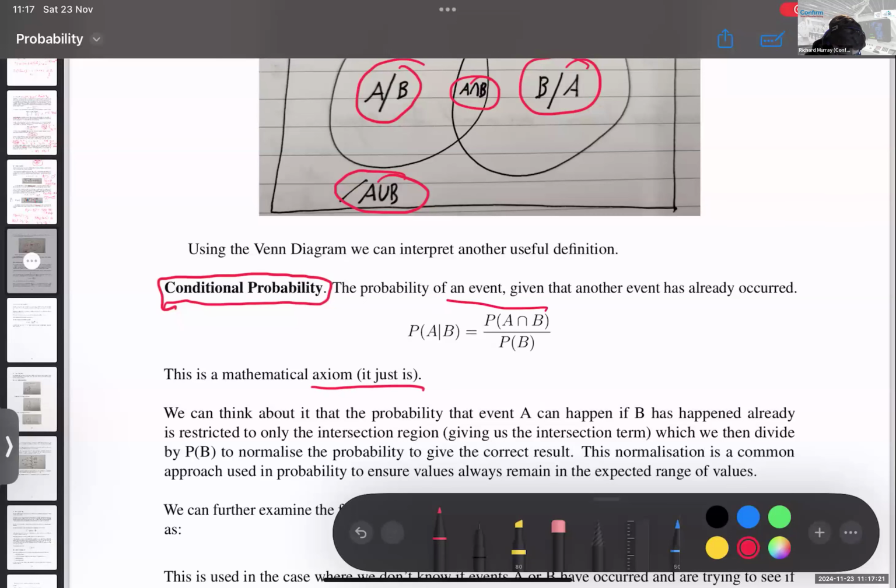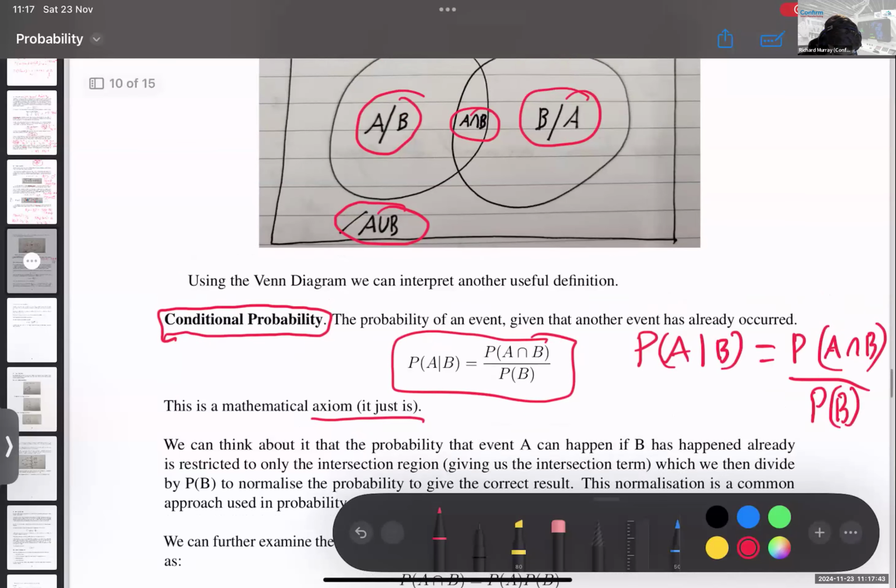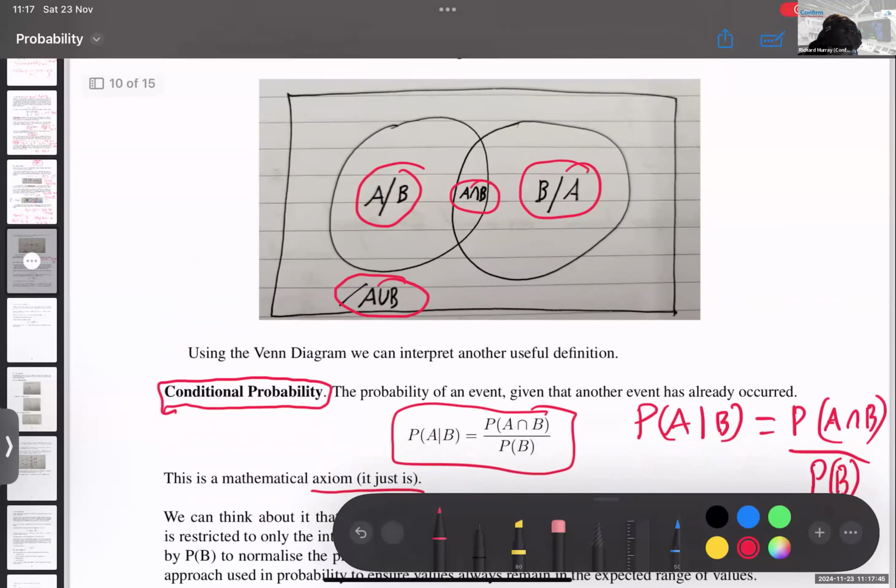And we see that the notation here is hard enough to follow. So we have a new one, which is probability of A given B has already occurred is equal to the probability of A intersection B over B. So what this functionally means is this region that I've colored in blue, so the intersection, over this full circle here.